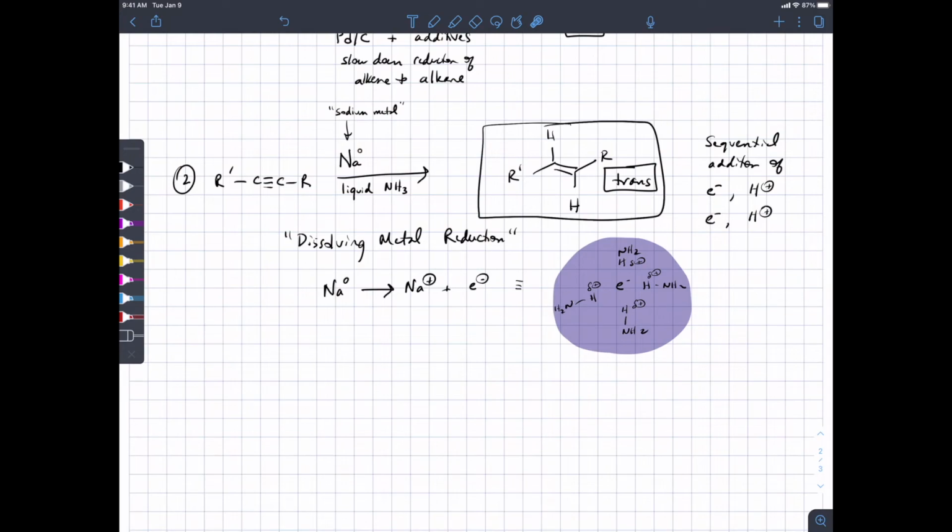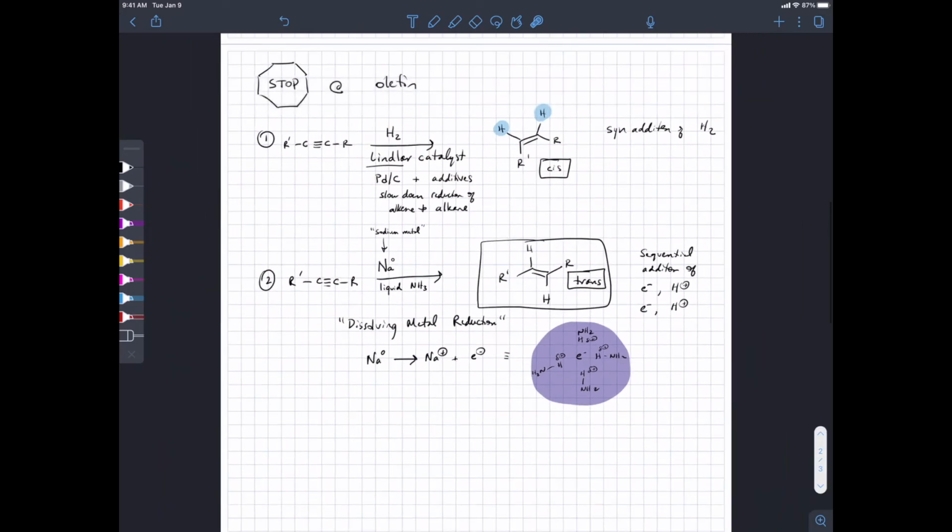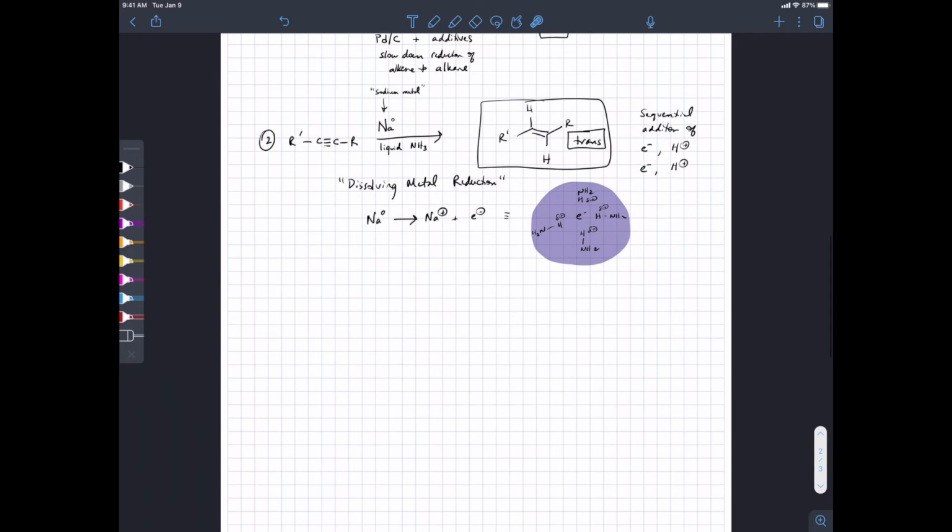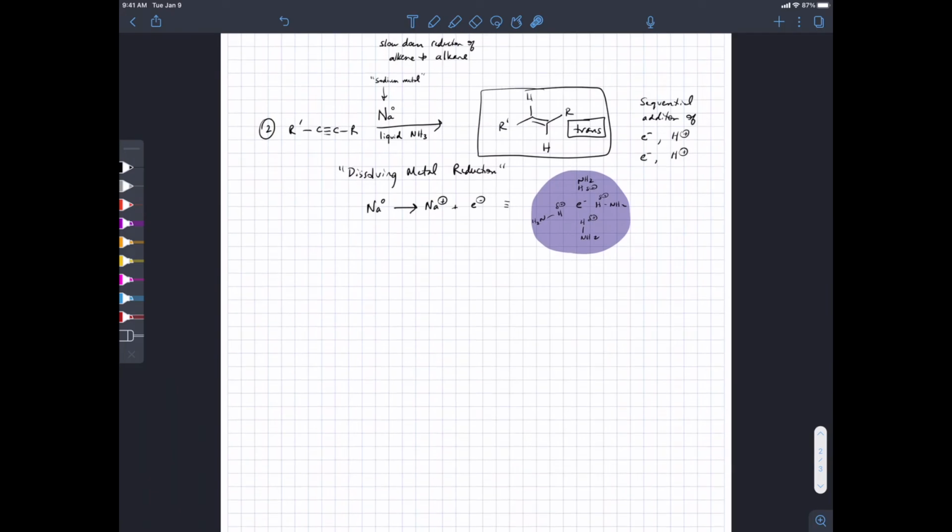All right? So we have some versatility here. We can, if we want, take the alkyne all the way down to the alkane. We can also reduce it to the olefin, and we have methods for getting the cis olefin and the trans olefin. This is a nice way to expand.